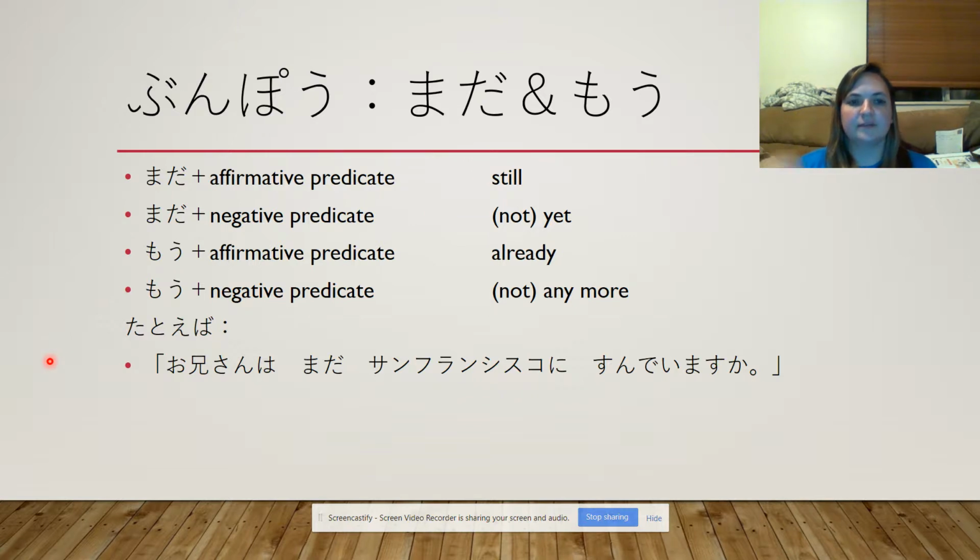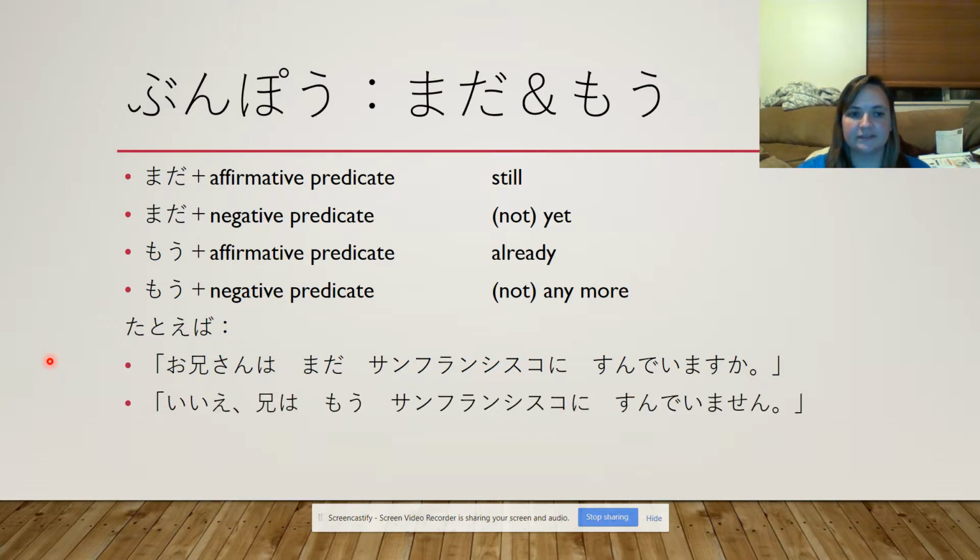So let's take a look. Oniisan wa mada San Francisco ni sunde imasu ka? So what does that mean? Take a minute, think about it. So oniisan is someone's older brother, right? You're asking about someone's older brother. And we know it's affirmative, ending with mada, so it's still. And then San Francisco is, as you guessed, San Francisco. Ni sunde imasu ka? So sunde imasu, remember, means to live or reside. So we're asking, does your older brother still live in San Francisco?